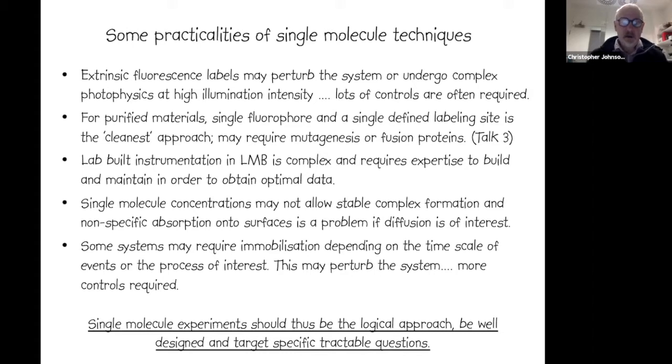And finally, if we want to look at events that are on a reasonably long time scale within a single molecule, such as the stochastic fluctuations that I showed on the first slide, then we might need to immobilize our molecule of interest in some way or another. And again, we have to be aware that this may perturb the system. So again, more controls may be required to verify that.